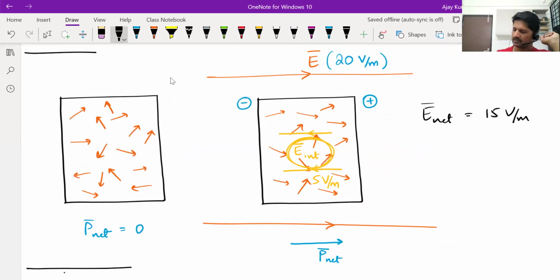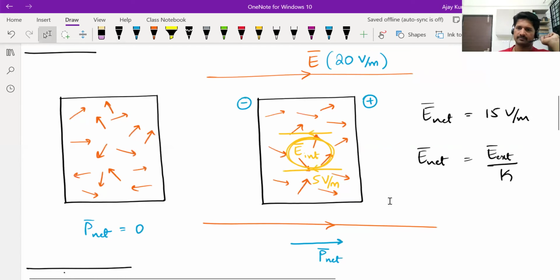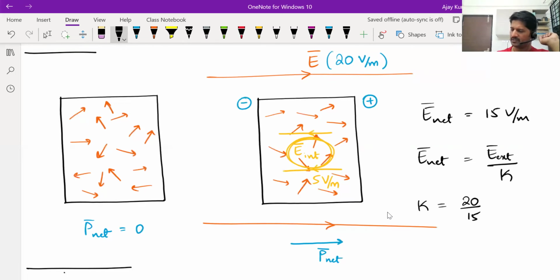Okay. Dielectric constant of any material is nothing but the ratio of external field to the net field. Or in fact, the basic definition that we wrote is something like this. This net field inside the material, we take it as external field divided by the constant. That constant is what we called dielectric constant. Okay, so in this case, for this material, external field was 20, net field is 15. 20 by 15, 4 by 3 is like 1.33. That's the dielectric constant of this material.